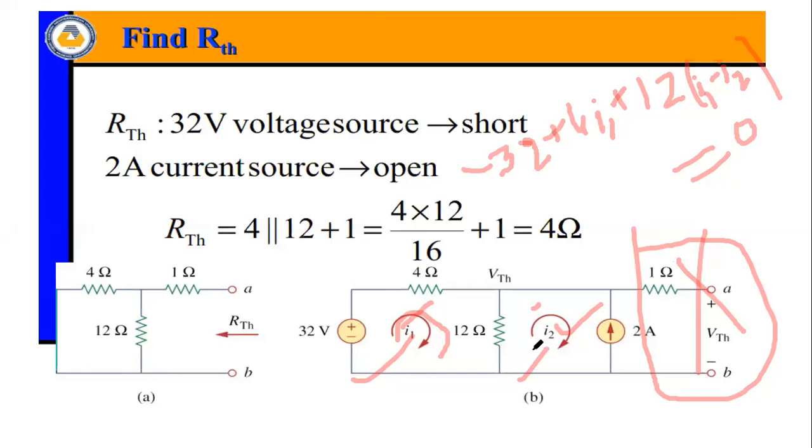And what will be the equation for mesh 2? Can anybody tell me? Ayan Bhowal. Sir, for mesh 2: (2 + 12) times I2 minus I1 equals 0. What will the equation be? Tell again. (2 + 12) times I2 minus I1 equals 0.